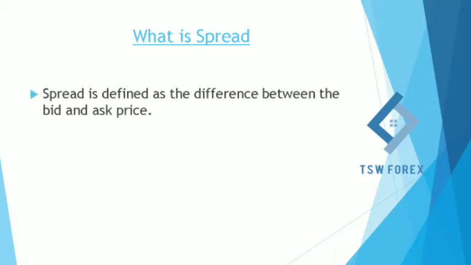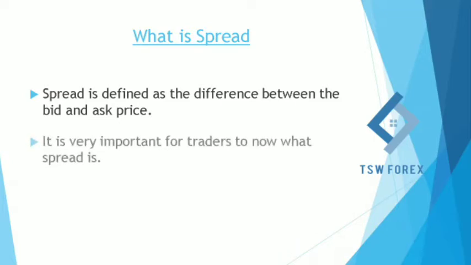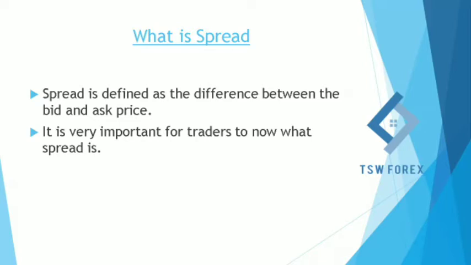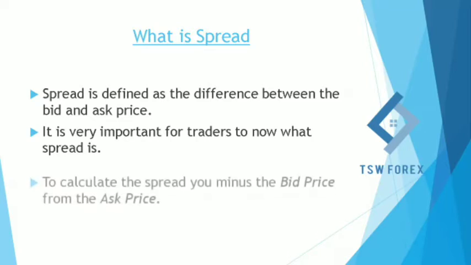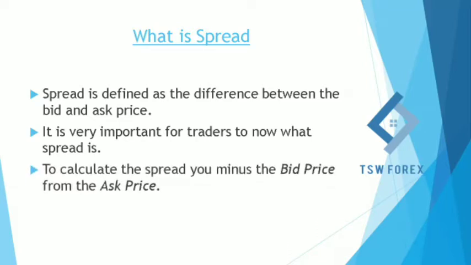What is a spread? Spread is defined as the difference between bid and ask price. It is very important for traders to know what a spread is, and to calculate the spread, you subtract the bid price from the ask price.